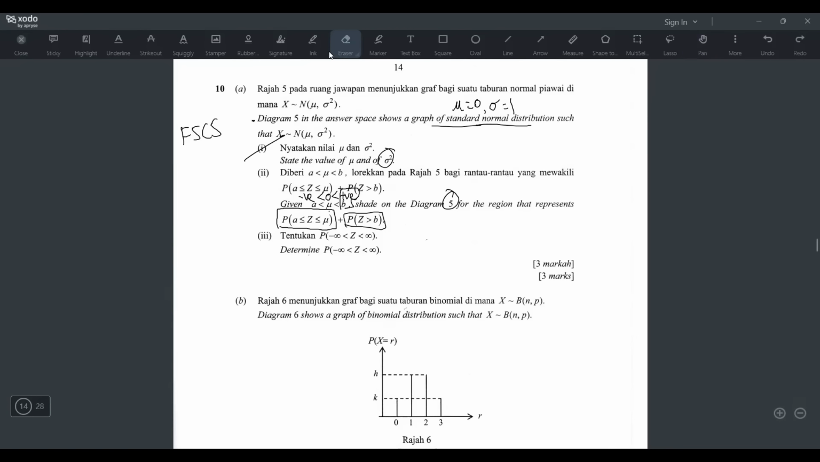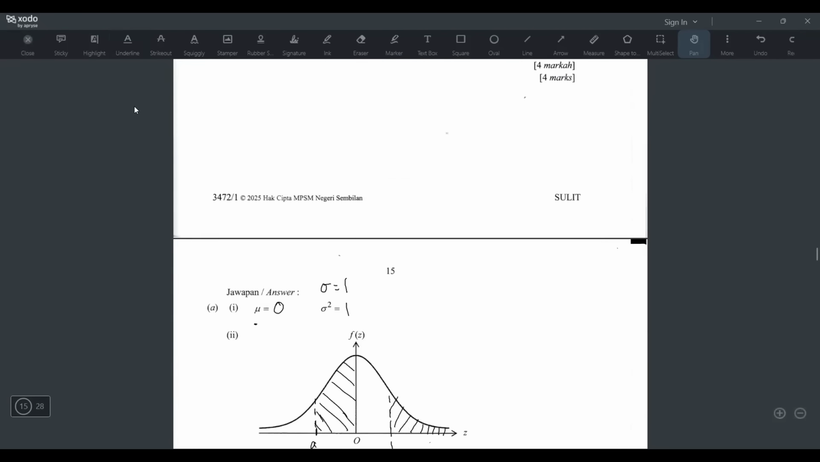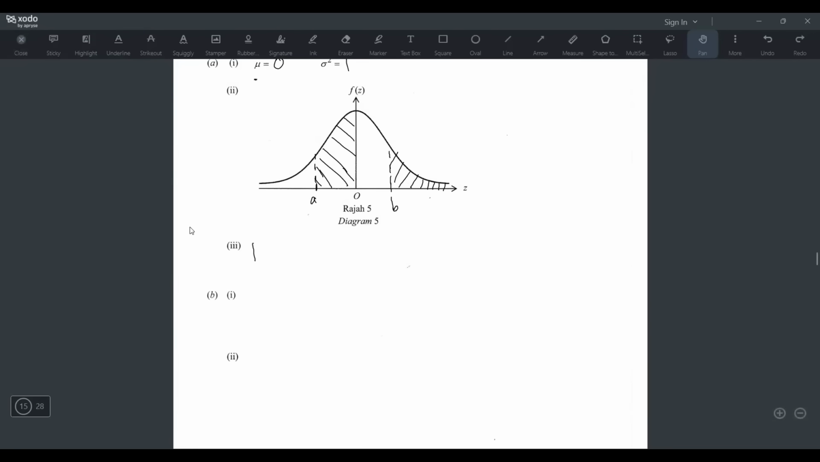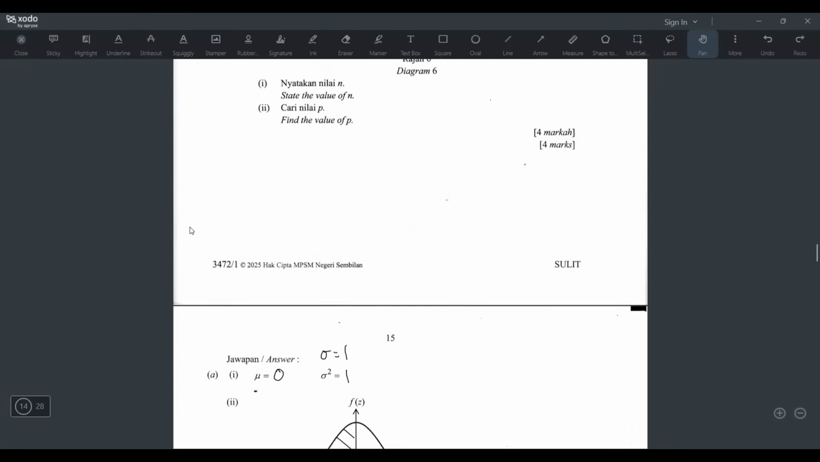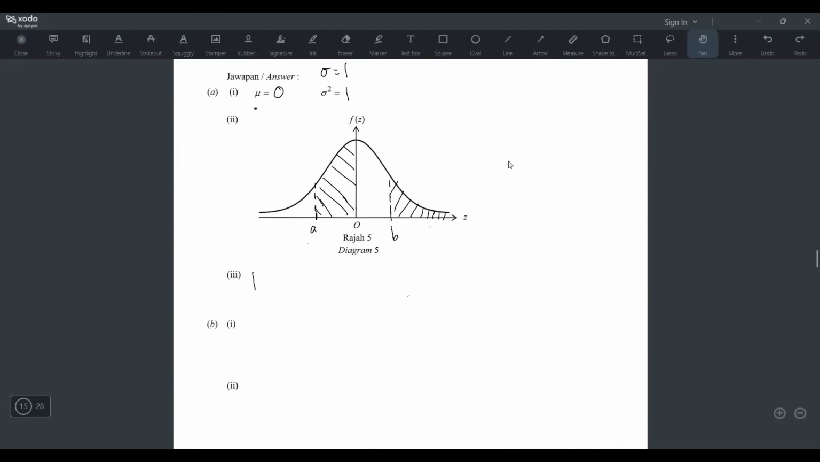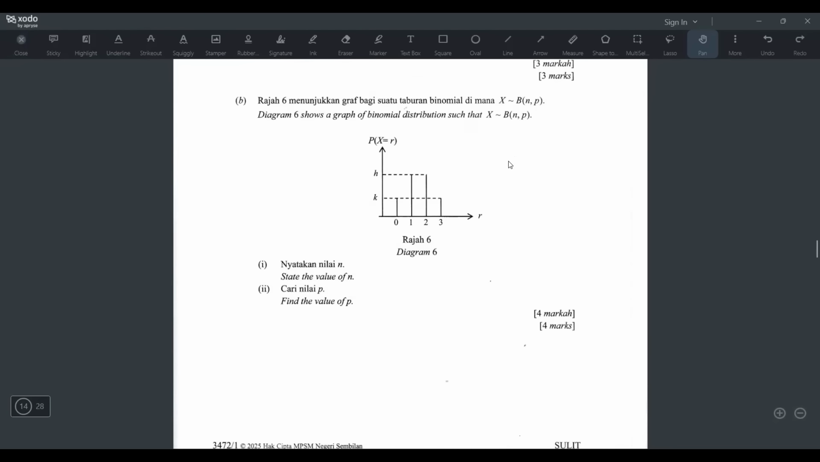Number 3, determine the probability for Z in between negative infinity and infinity. It means they want to find the total probability for the whole bell shape, the whole shaded region. And we all know the total area or the total probability of the whole bell shape is 1. In this topic, area and probability are the same thing. So the total area is 1, the total probability is also 1. Okay, so that's all. It's quite easy, this question.